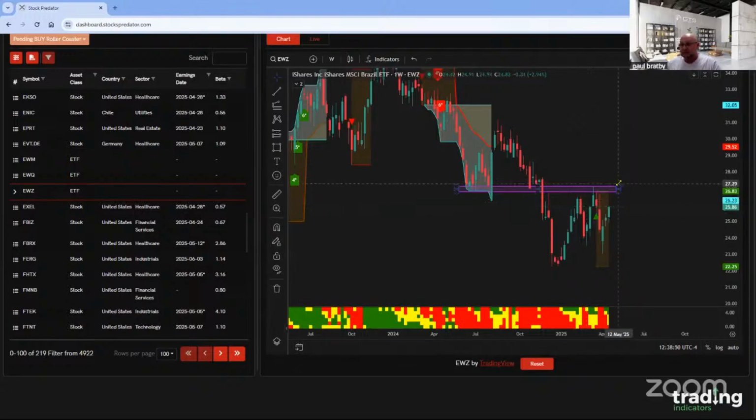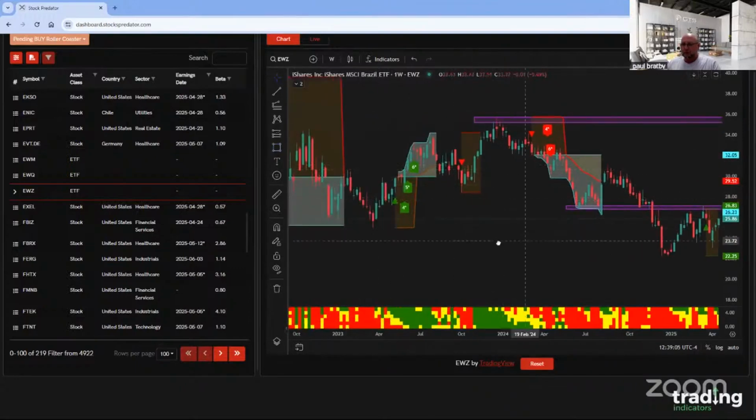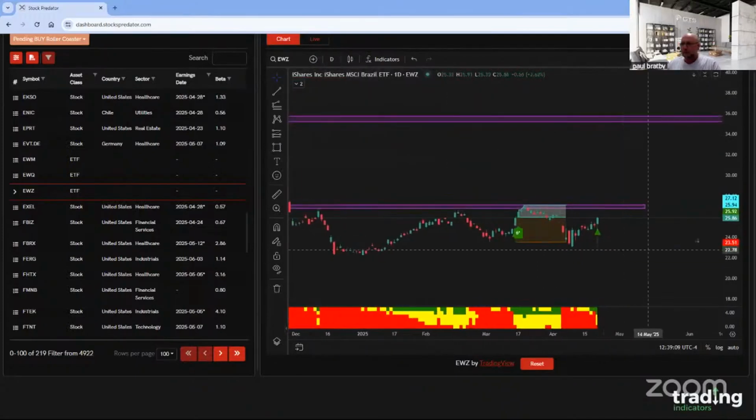So this could be good because in reality, we do have some great highs up here. That's where we want to be, $36. We do have a pivot here, but we can't join the dots with anything else. So what I'm going to do is go on the daily.